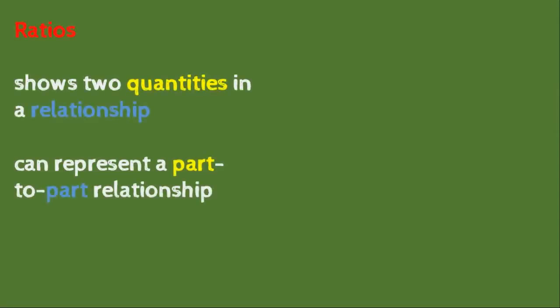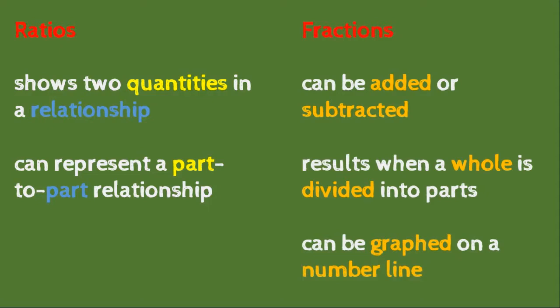In the examples before, we could represent ratios as if they were fractions, but there are differences between both. Ratios show 2 quantities in a relationship, and can represent a part-to-part relationship as well as a part-to-whole relationship. Fractions can be added or subtracted. They result when a whole is divided into parts and can be graphed on a number line.